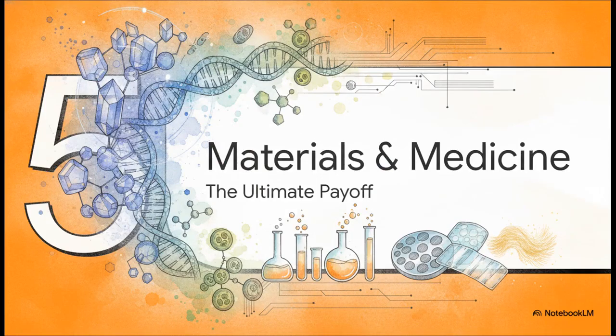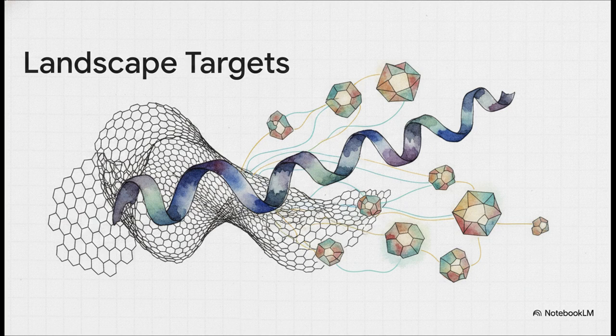Part 5. Engineering Materials and Medicines. So what is the actual payoff for solving all these intense compilation and error correction problems? It is the macro-level goal of engineering entirely new materials and medicines. We're aiming to design topological and moire materials, things like supermoire twisted graphene to unlock totally novel superconducting properties. We are talking about mapping complex protein folding models and unraveling photosynthetic mechanisms so we can design better solar cells or entirely new pharmaceutical catalysts.